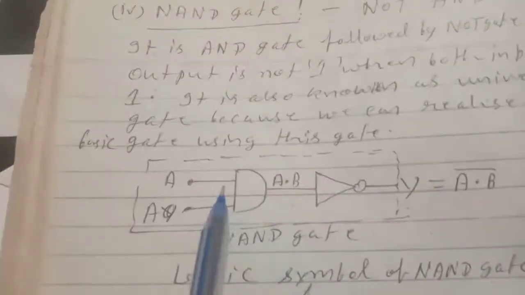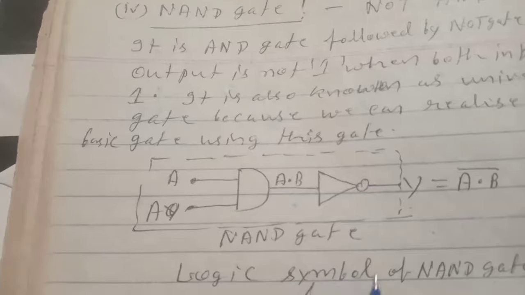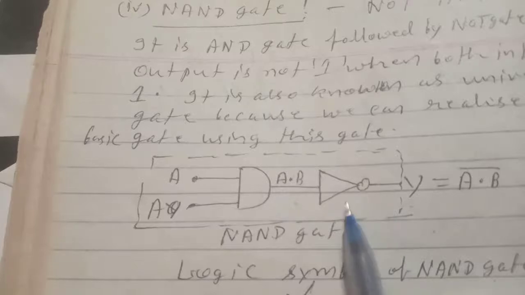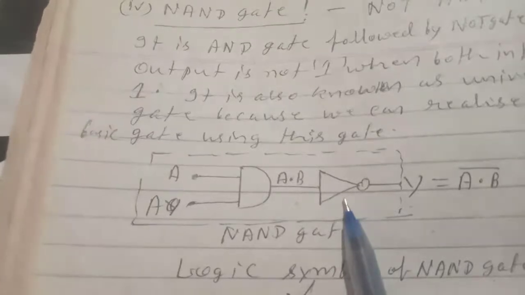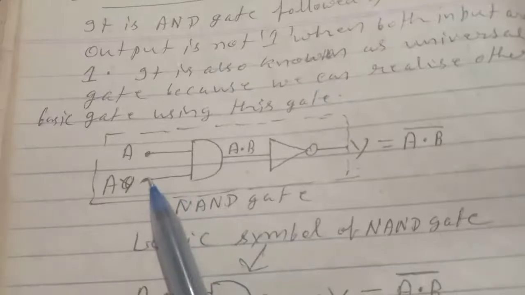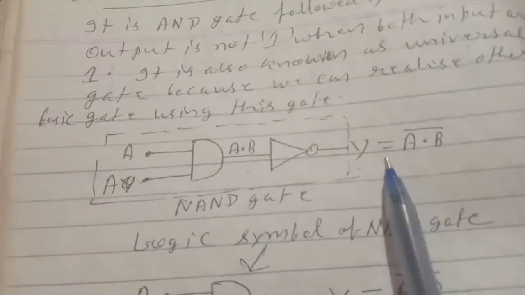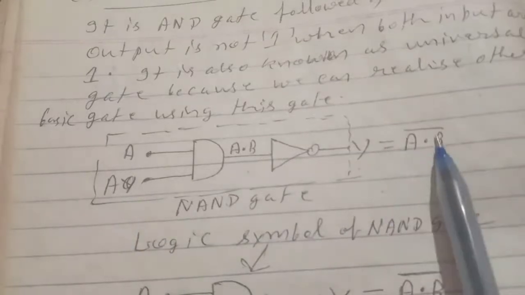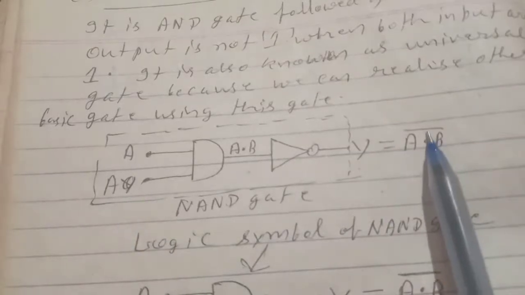This is the symbol for the NAND gate. Here the AND gate is followed by a NOT gate. That is, this is the construction of the NAND gate, and we get A into B. Finally, this is input A, this is B, and finally we get Y equals A dot B bar.